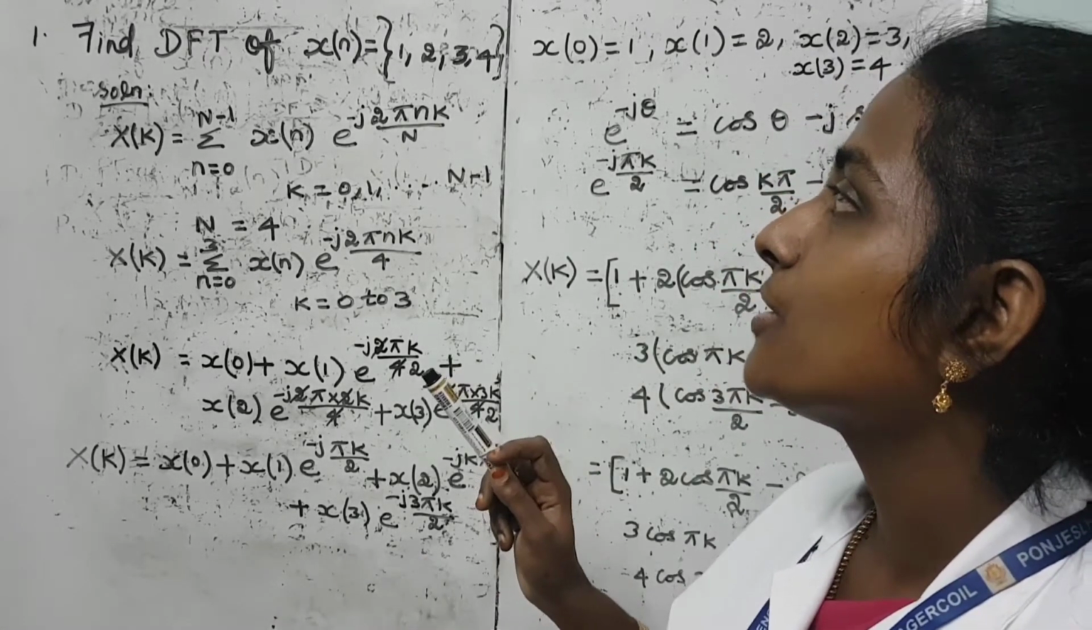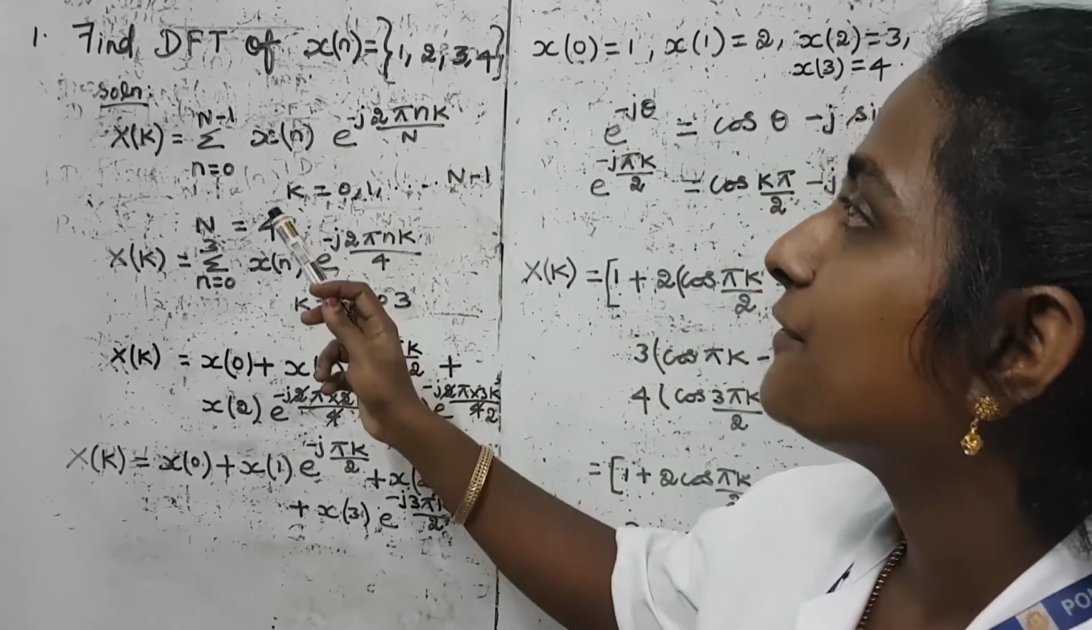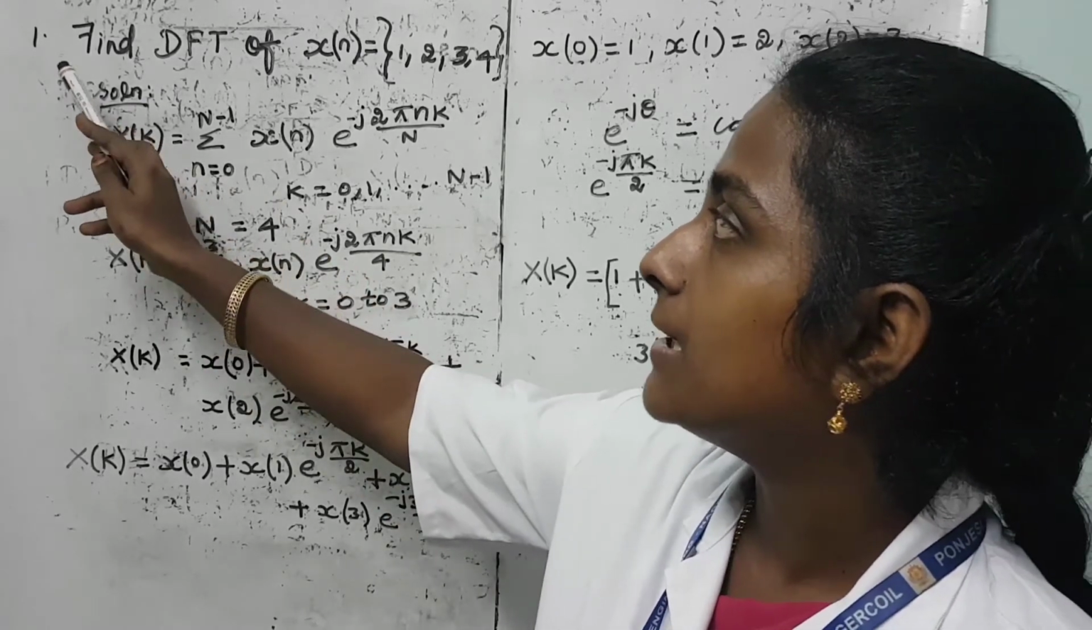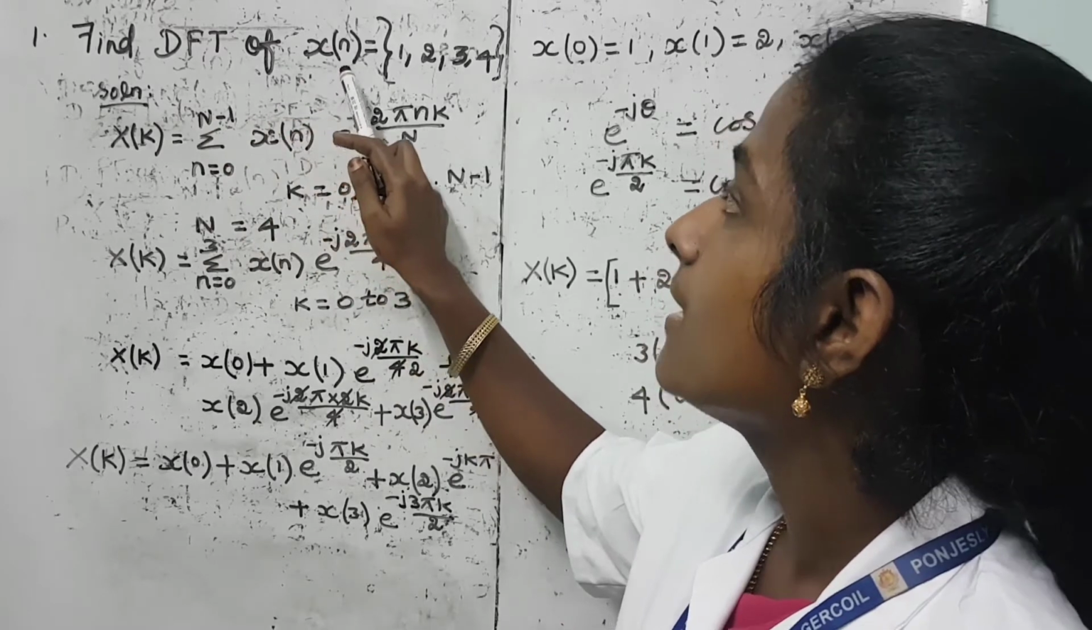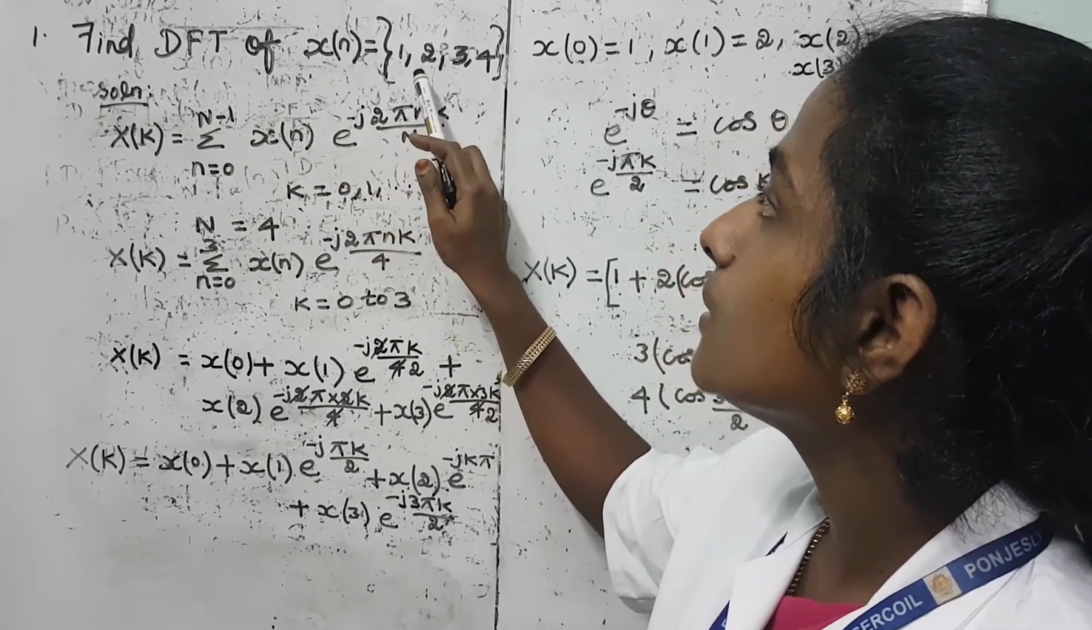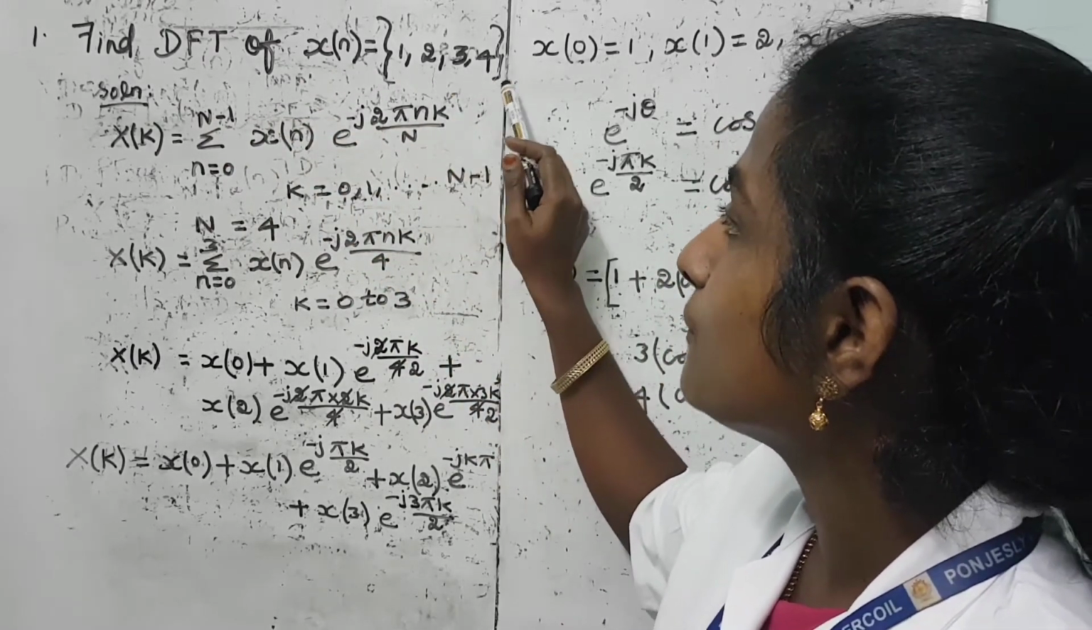Today I am going to teach a problem on DFT. Problem: find the discrete Fourier transform of the sequence x of n equal to 1, 2, 3, 4.